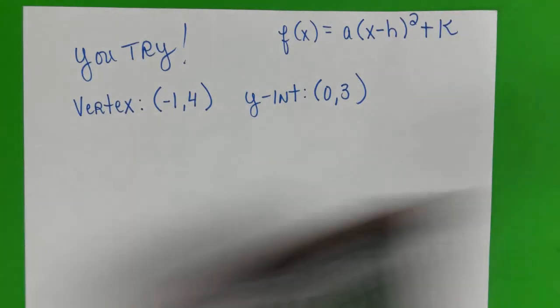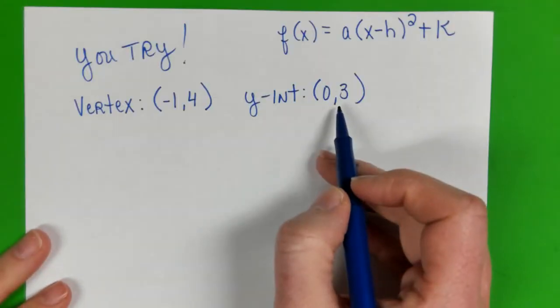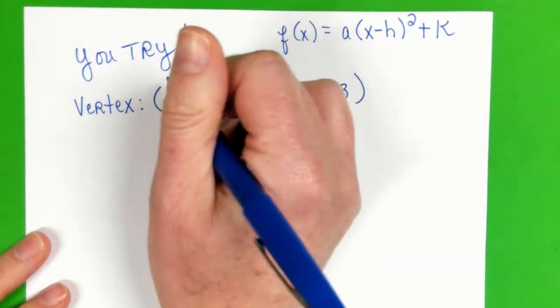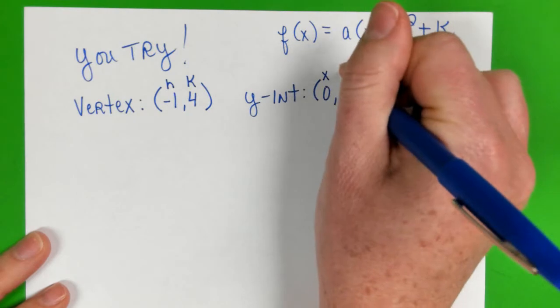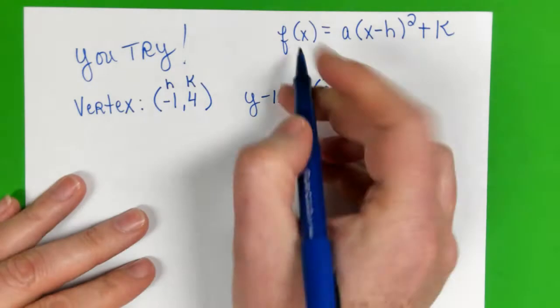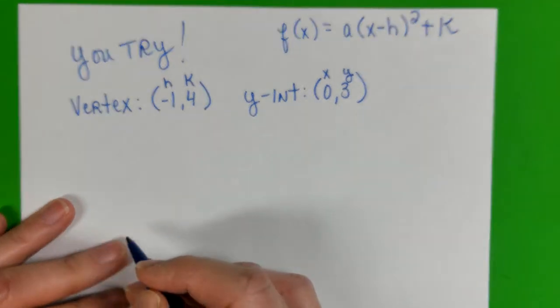Okay, let's go through and see if we got this equation right. The first thing we're going to do is write it in vertex form. I've given you the vertex and a point, so we first have to find our A value. Remember, this is H, K, this is X, Y. Okay, f of X is the same thing as Y. I've put vertex form up here for us to look at.